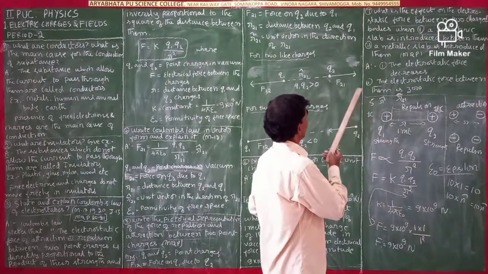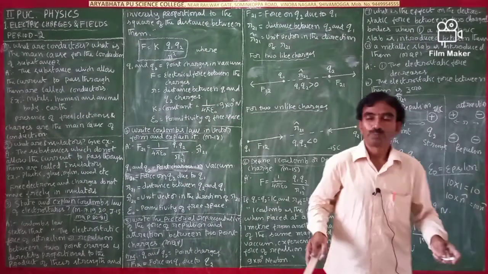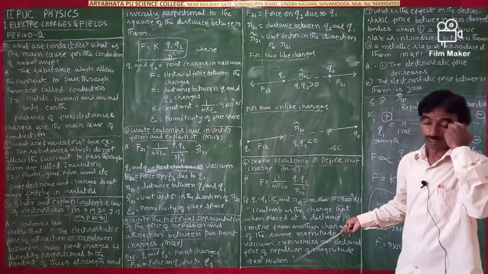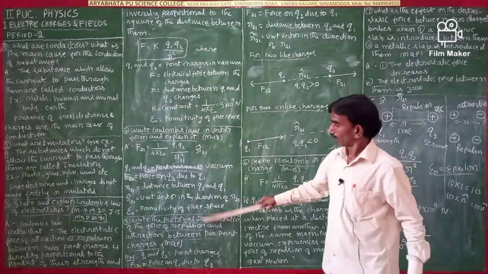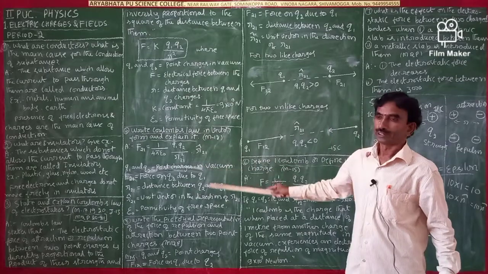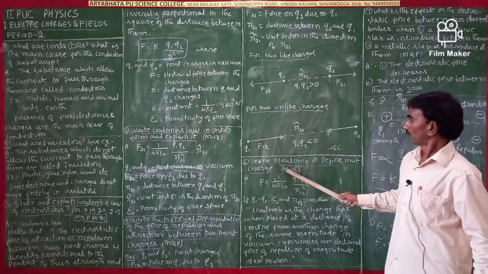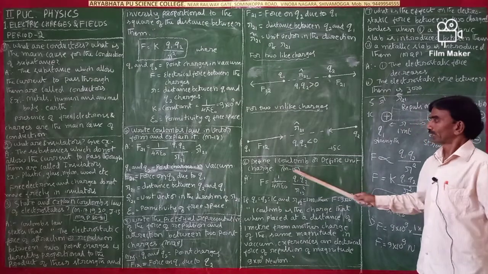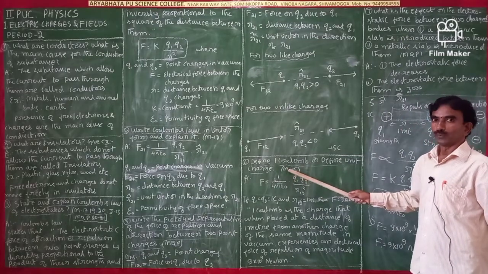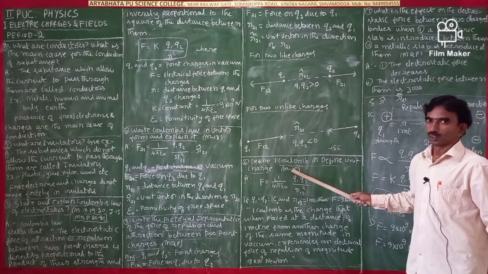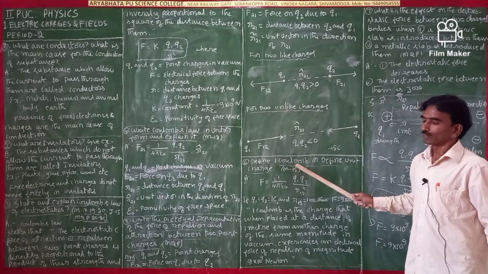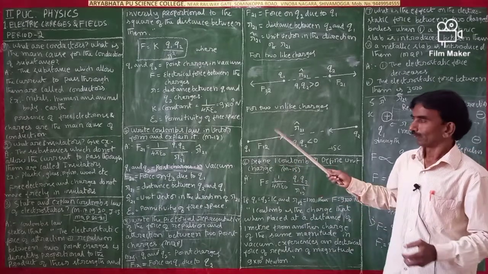In this period there are 7 questions, and you have to write them in the notes clearly. The questions I have underlined are very, very important. For example, what is Coulomb, defining unit charge, came in the March 15th examination. So it is very, very important, and you have to write it down in your notes.